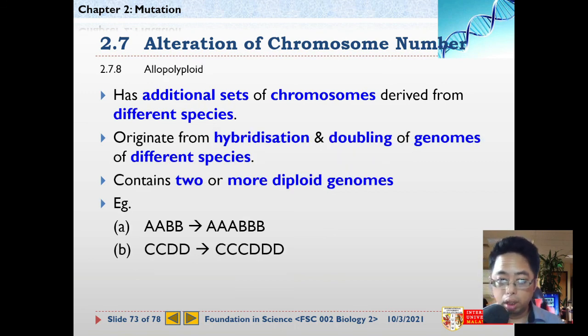Allopolyploid is a little bit different because you now have chromosomes from two origins, different species. You add them both together. Now you have hybridization and doubling of genomes from different species. So now you have A and B. You double them, you have AA, BB. Then you have C and D also, CCDD. Now we have CCCDD, meaning that this plant actually has genes and chromosomes from other plants. So now they are super plants. Somehow it works in the world of plants, but not in the world of humans or animals.